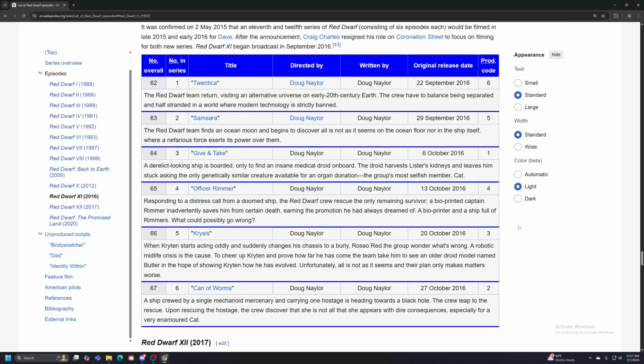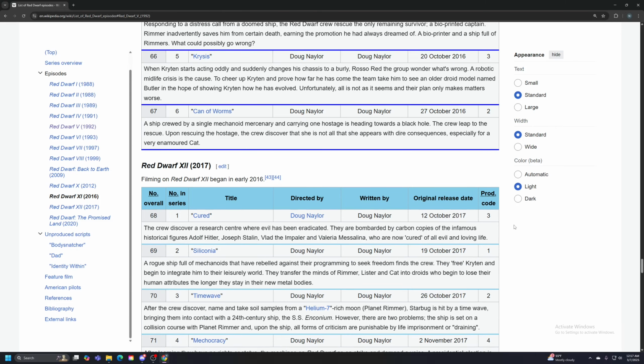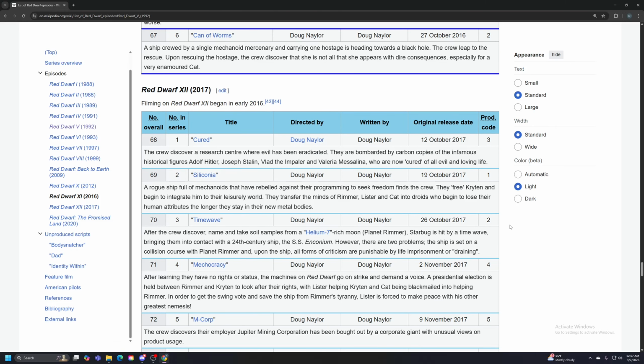Episode 6, Can of Worms. A ship crewed by a single mechanoid mercenary and carrying 1 hostage is heading towards a black hole. The crew leap to the rescue. Upon rescuing the hostage, the crew discovers that she is not all that she appears, with dire consequences, especially for a very enamored Cat.